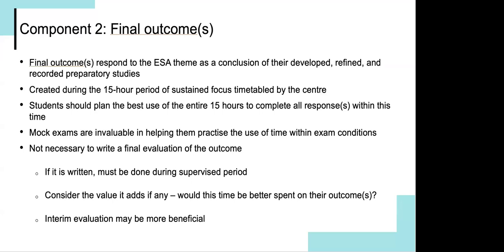Equally, it's not necessary to write a final evaluation of the outcome, and if it is written, it must be done during the supervised period. If I give them the choice of either making artwork or writing an evaluation, I know what I would rather they do. So consider the value it adds, and whether it would be better spent on their outcomes. An interim evaluation is maybe more beneficial and something they could be thinking about. So that's really the first refresher part of this presentation, looking at the structure of the qualification and trying to answer some of your questions.